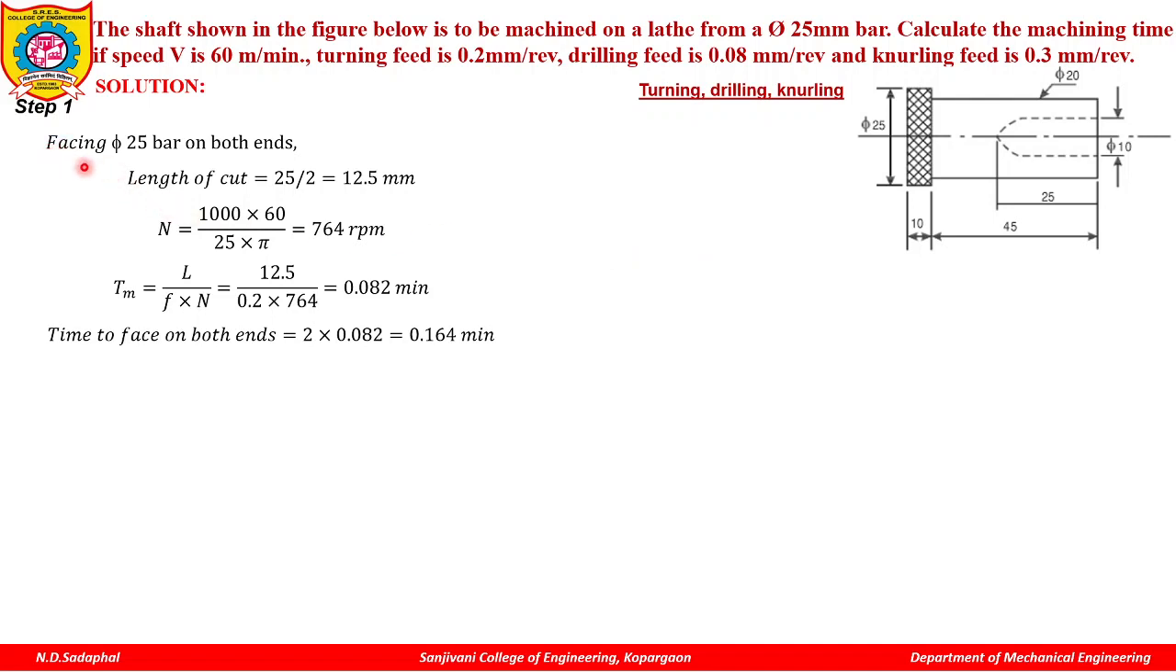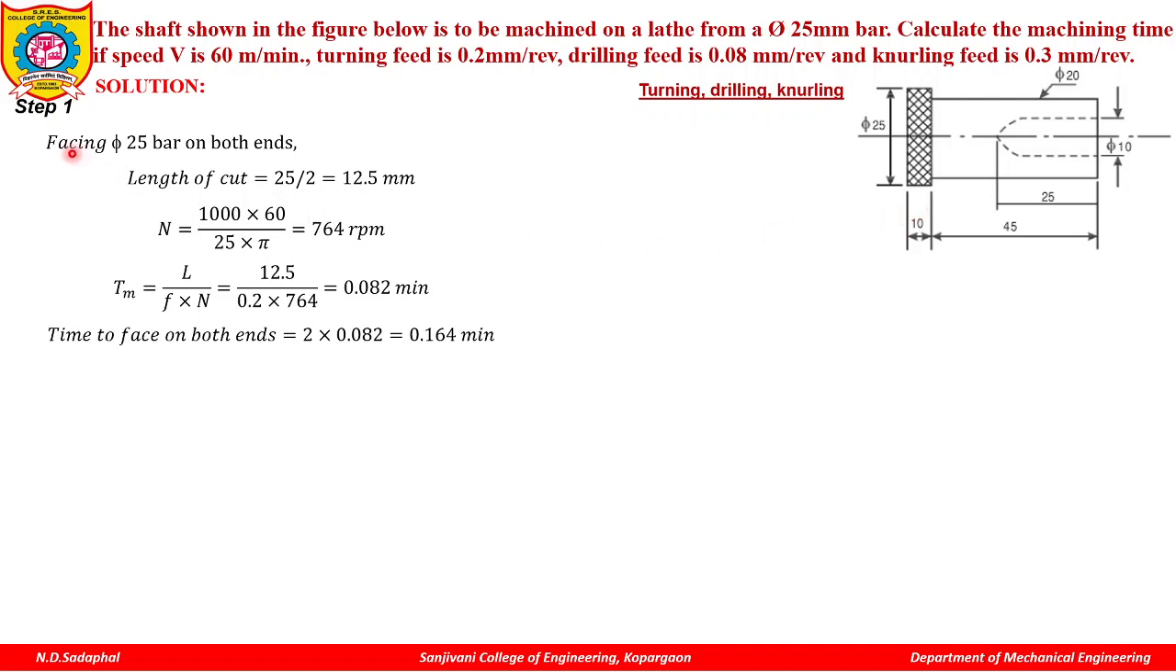So facing a 25 mm bar from both ends. Initially the diameter of the workpiece is 25. Okay, this whole diameter. So where to do the facing operation, you have to reduce the length of the job. That length is more than 45 plus 10, so it is total 55. So the initial length of the workpiece is more than 55. We don't know right now what the length is, but it is more than 55.